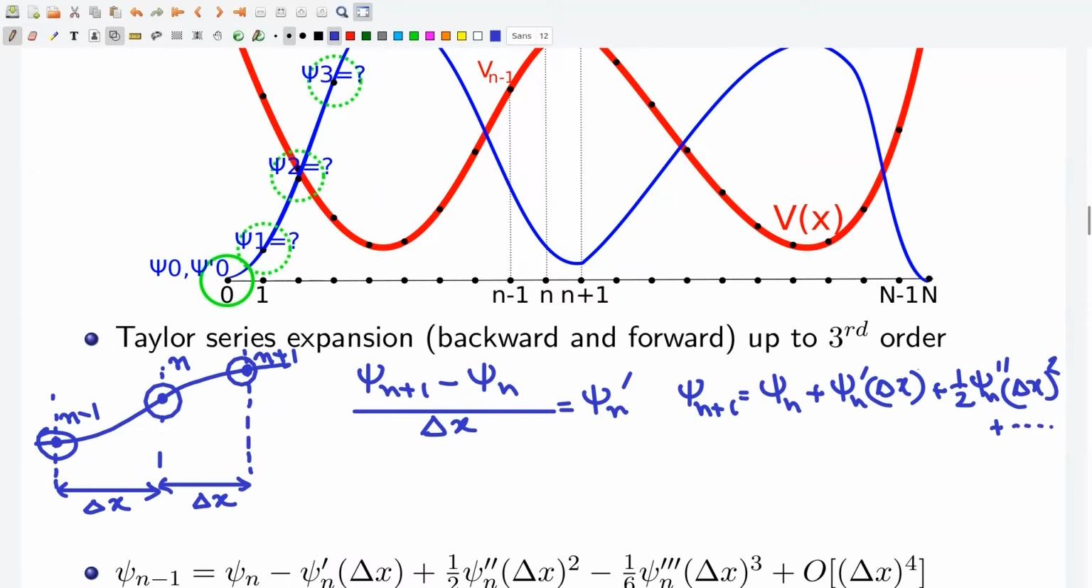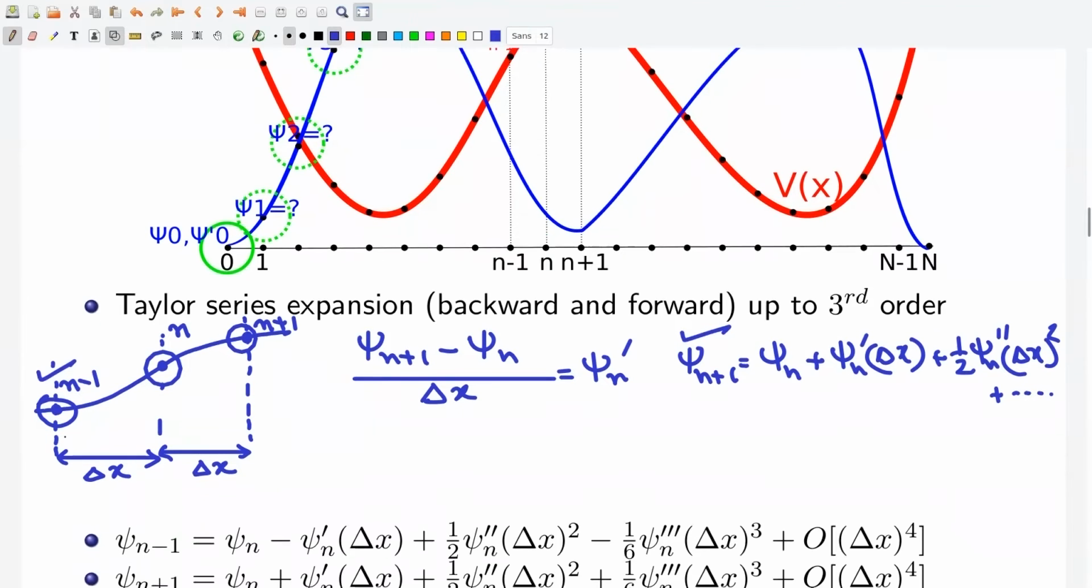So this is known as Taylor series expansion, and as you see, if you know about psi of n dashed, psi of n 2 dashed, etc., then you can know about the value of the function at the point psi n plus 1. So this is known as the forward expansion. We can do it for this point also, and then that will be known as the backward expansion.